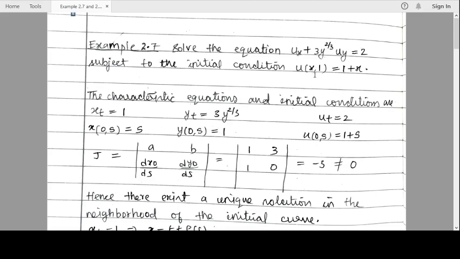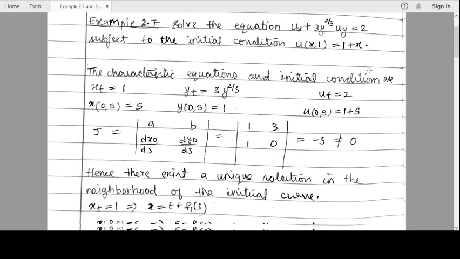Also the initial condition is given like this: when y equal to 1, x takes any value. When y equal to 1, u is the curve 1 plus x. This is the initial condition. So as usual, we will write the characteristic equation and initial condition. So we have x_t equal to 1, y_t equal to 3y to the power 2/3 and u_t equal to 2. Now we will write the initial condition: x(0,s) is equal to s, y(0,s) is equal to 1 and u(0,s) is equal to 1 plus s.